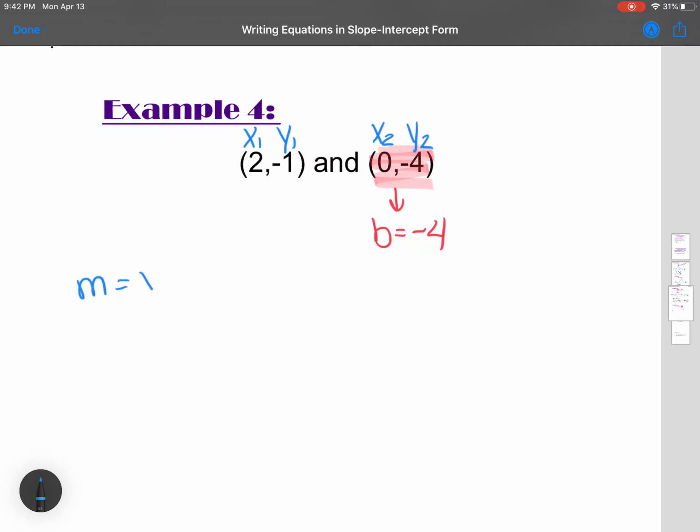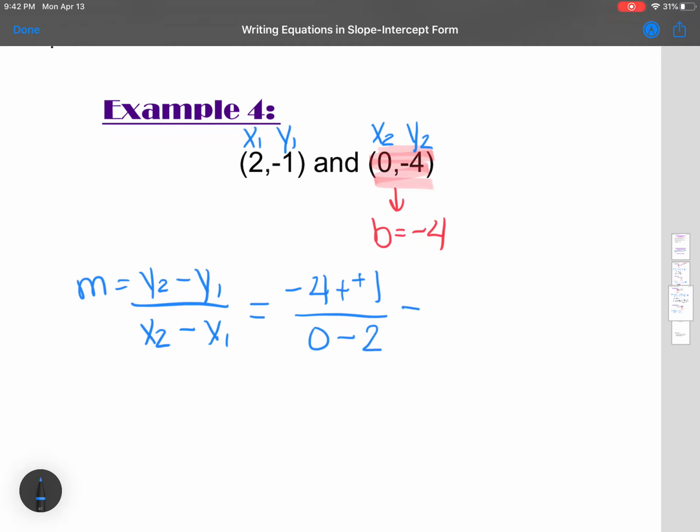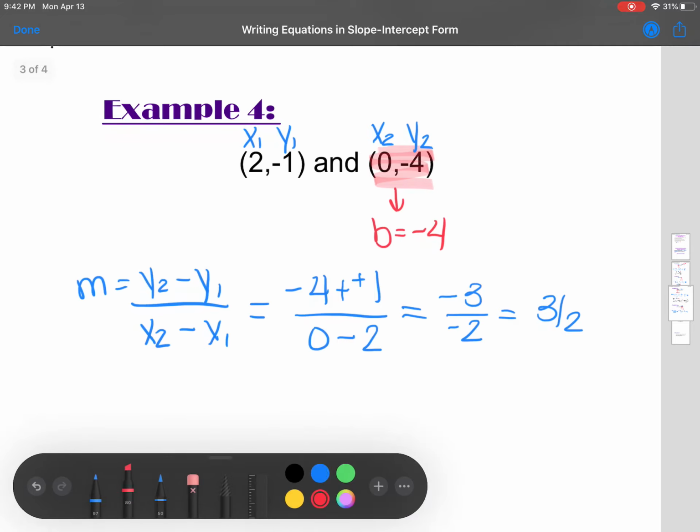M equals y2 minus y1 over x2 minus x1. So it's going to be negative 4 minus negative 1 over 0 minus 2. Minus negative becomes plus. Negative 4 plus 1, negative 3, over 0 minus 2 is negative 2. This becomes positive 3/2 is my slope, my m.